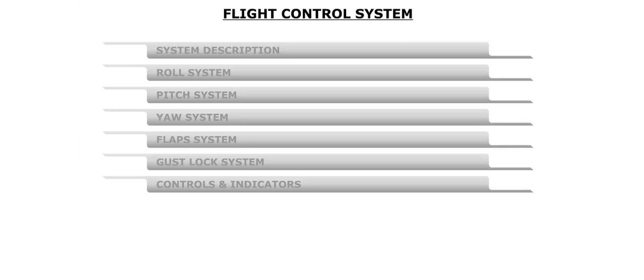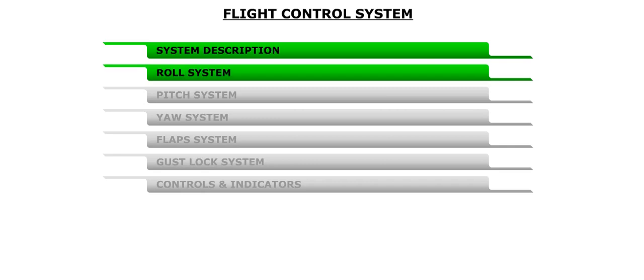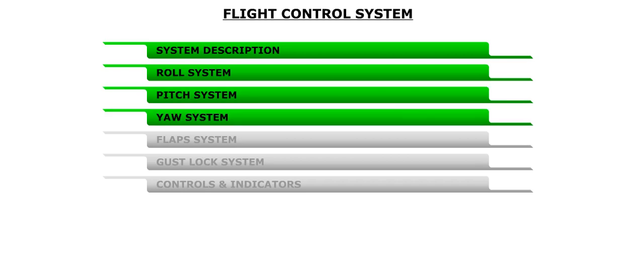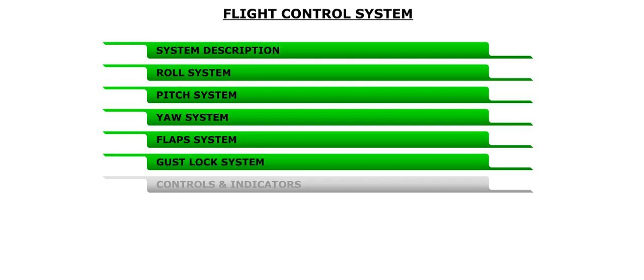In this module, we will look at the flight control system of the ATR. First, we will start out with a system description. Next, we will take an in-depth look at the roll, pitch, and yaw systems of the aircraft. Following these systems, we will examine the flap and gust lock systems of the aircraft. Finally, we will review the controls and indicators associated with the flight control system.